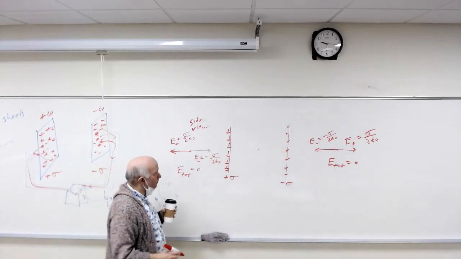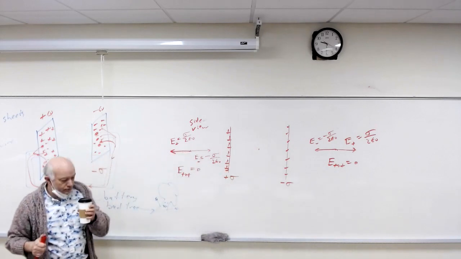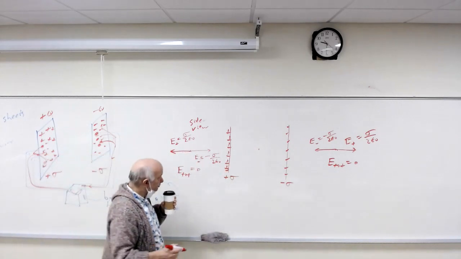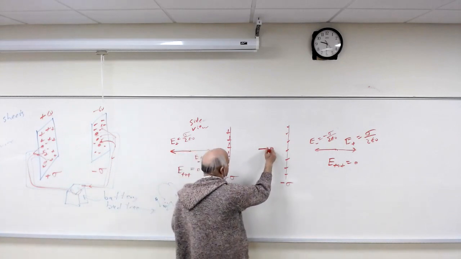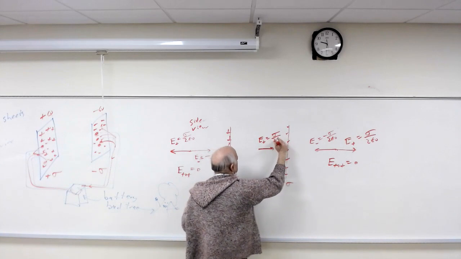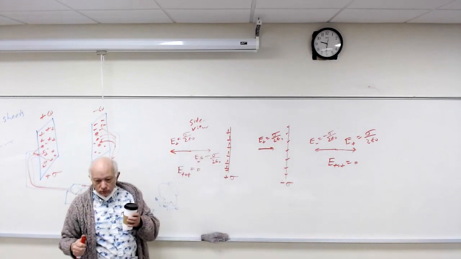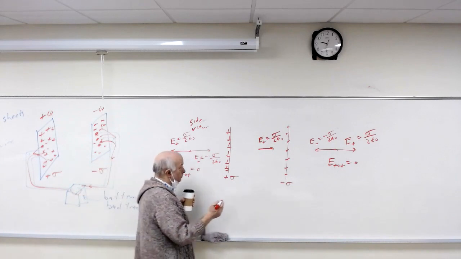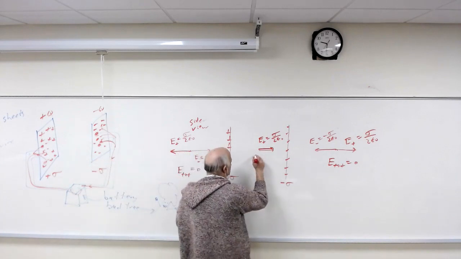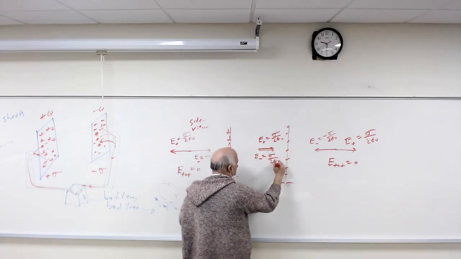Now, let's look in between here. How does the electric field up here look due to our positive plate? To the right, going this way. How does the electric field up here look due to our negative plate? Same direction. It has to be in the same direction. This one here is E minus, and it has to be sigma over 2 epsilon naught.